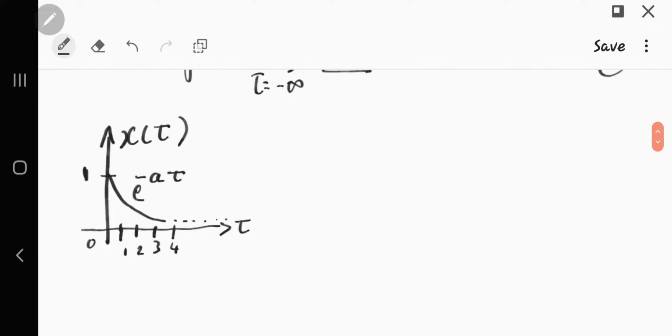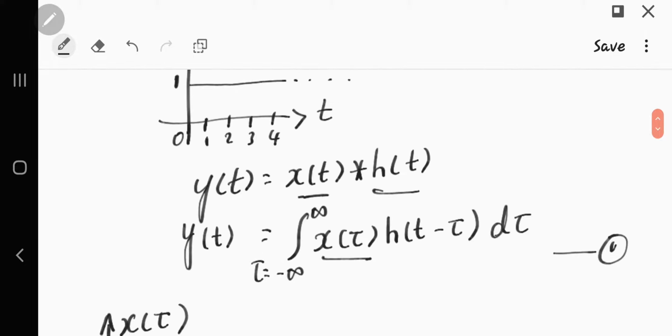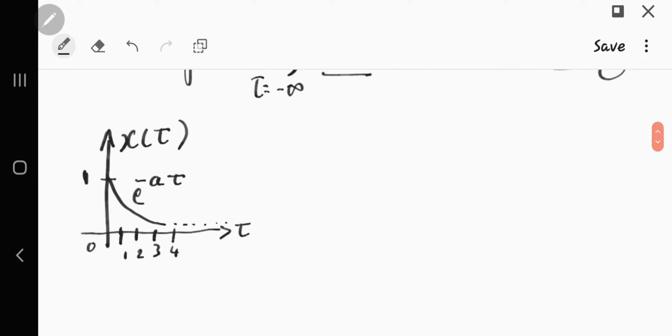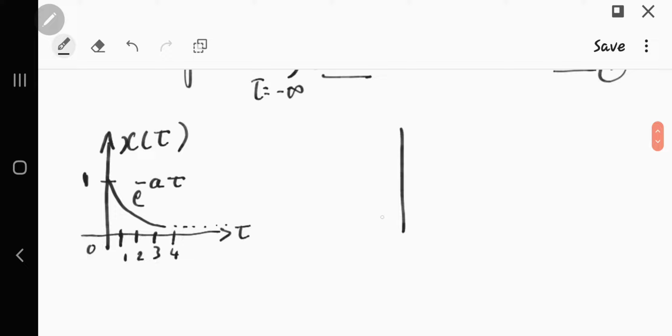Now, to get h of t minus tau, you can observe in the previous video the convolution integral operation steps were given. In the first step it says get the time reversed version of h of tau and then shift it by t. To make it very clear, just write the time reversal version of h of tau considering t as 0. First I will write h of tau.